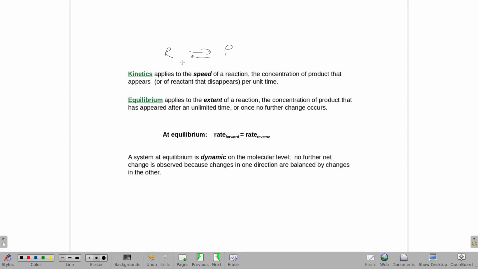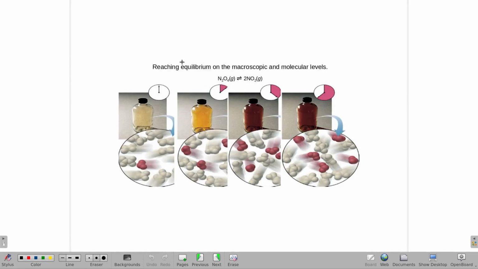Now, it is dynamic. When you get a reaction that's at equilibrium, it's not that the reaction stopped. It's still reacting. It's just that it's going forward and backwards at the same rate, so the concentrations stay the same. All right, so picture-wise, what does this mean?